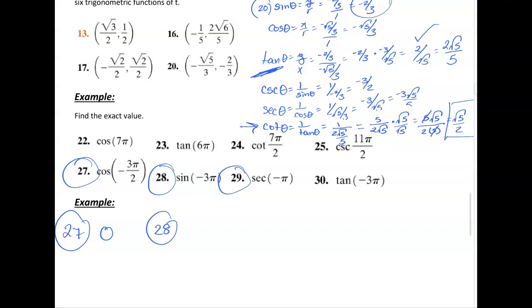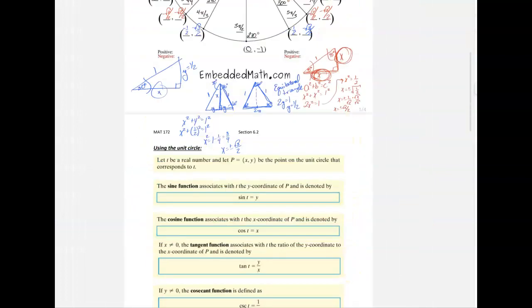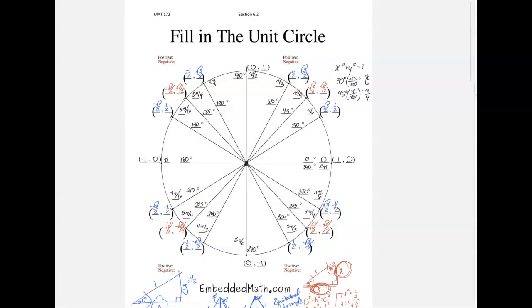Number 28 is looking at the sine of negative 3 pi. So we're going back to that unit circle. So we're going backwards around the circle, right? So we're going to go, here's negative pi, negative 2 pi, negative 3 pi means we're using that ordered pair. And we are looking for the sine there. The sine is the y-coordinate, and the y-coordinate is going to be 0.